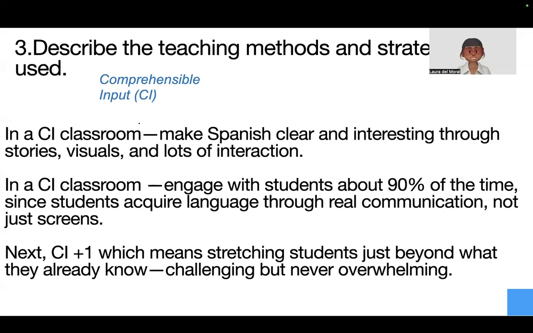So the next component that you should keep in mind as a CI teacher is CI plus, which means that you're stretching students just beyond what they already know. And you don't want to go too far. You want to keep a balance because you don't want to overwhelm them. So keep the class challenging, but not overwhelming, or else they give up. And I've seen that, where you have to memorize this, you have to learn this, and no, no, no, no. The kids get discouraged.